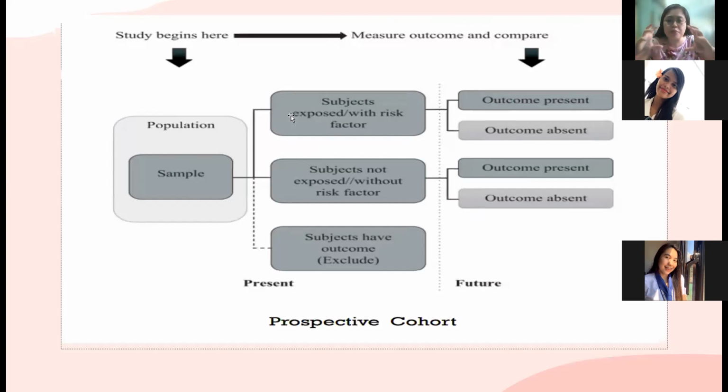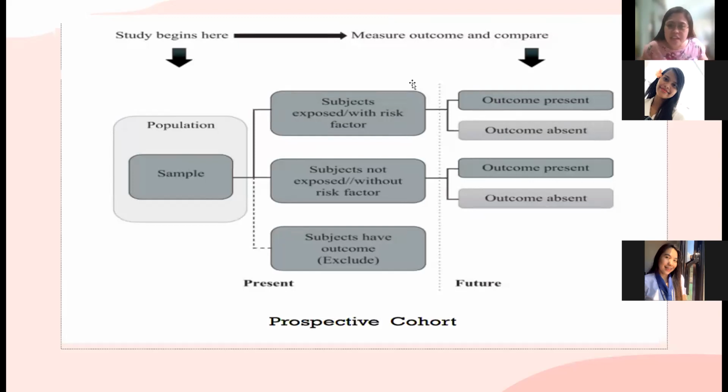So I have one group for smokers and then one group for non-smokers, and then present time. Then I will follow them. For example, I set a time of after 10 years. After 10 years lang, for example, susundan natin sila.